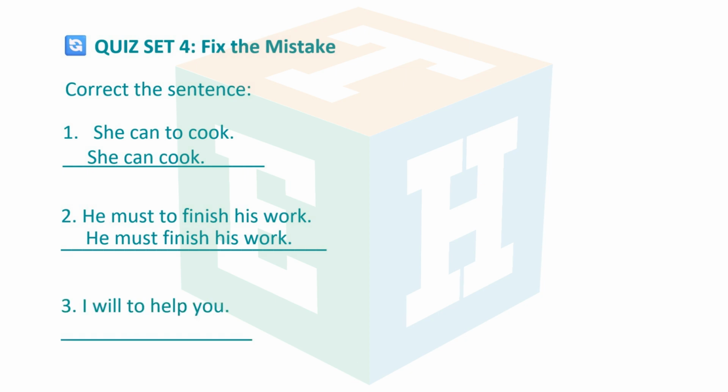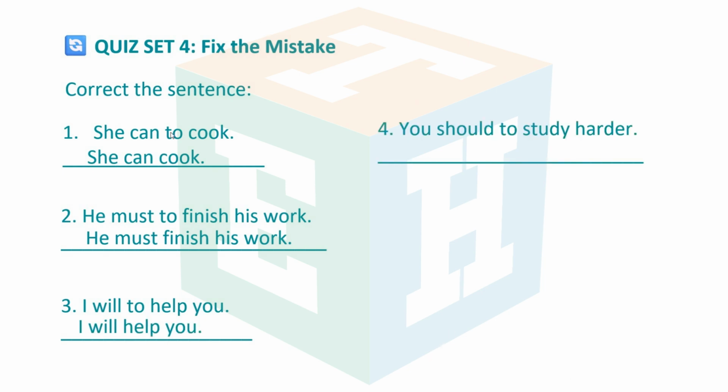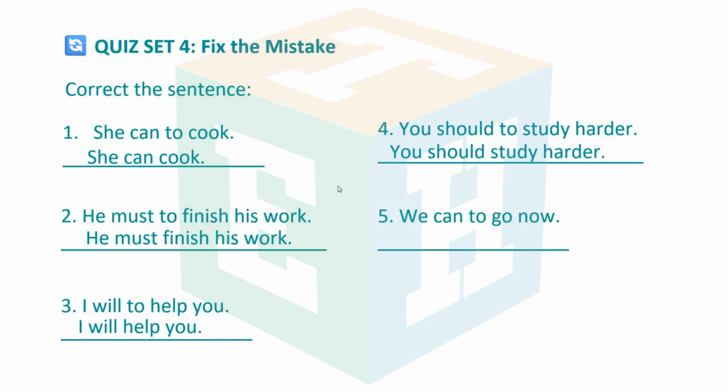Number 3. I will to help you. Corrected sentence. I will help you. Number 4. You should to study harder. Corrected sentence. You should study harder. Number 5. We can't go now. Corrected sentence. We can go now.